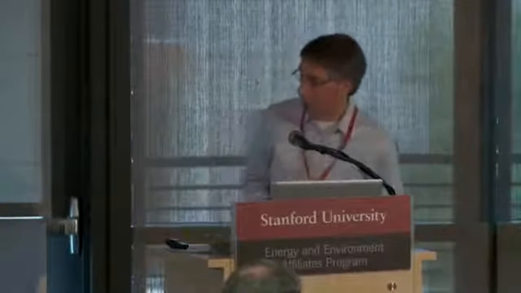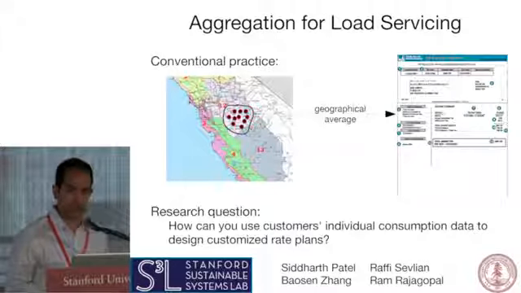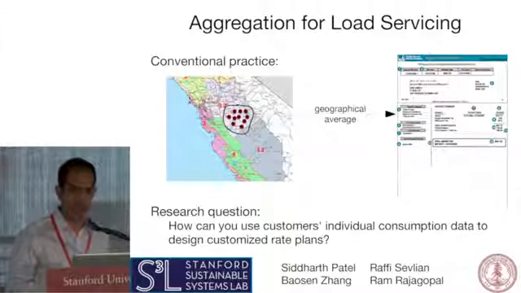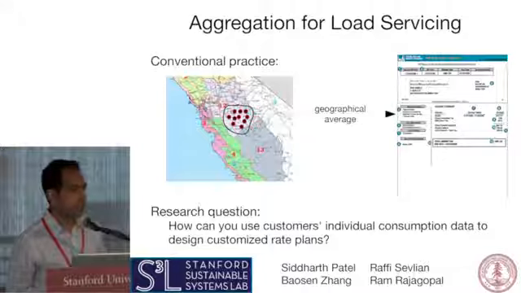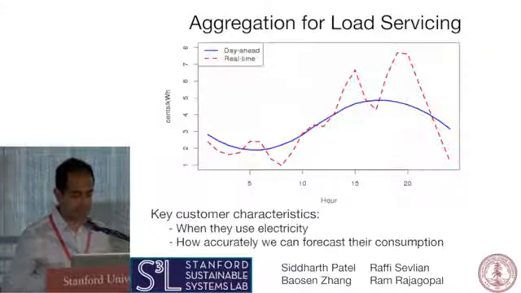So this research focuses on the scenario of electric utilities serving residential customers. The conventional practice is for a utility to take all of the customers in a geographical area, average together all of their consumption, and offer the same rate plan to all of them, even though some users are more expensive to service than others. But now we have smart meter data, which gives us high-resolution information on individual consumption. So the question that we're asking is, how can we use this data to design sensible and customized rate plans?